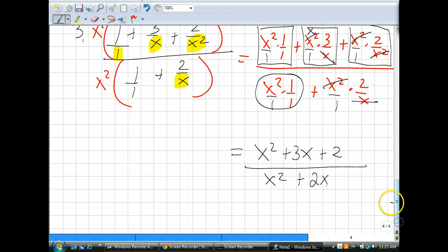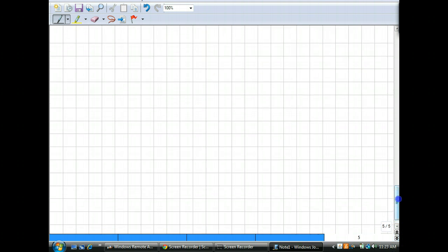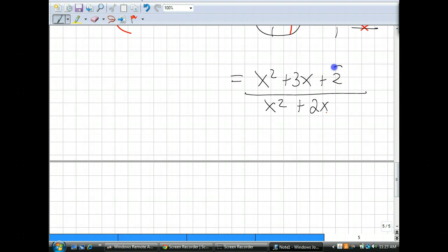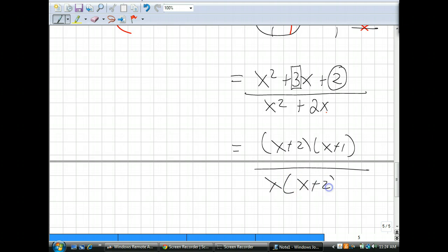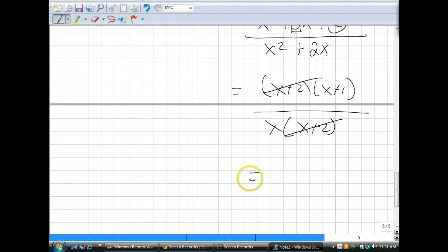Next step is to factor. So we need to know what multiplies to 2 but adds up to 3. And that's going to be a 2 and a 1. So it's going to be x plus 2, x plus 1. In the denominator, there's a common factor of x. So it gives us x plus 2. Reduce. And that leaves us with x plus 1 over x. And that is our final answer.